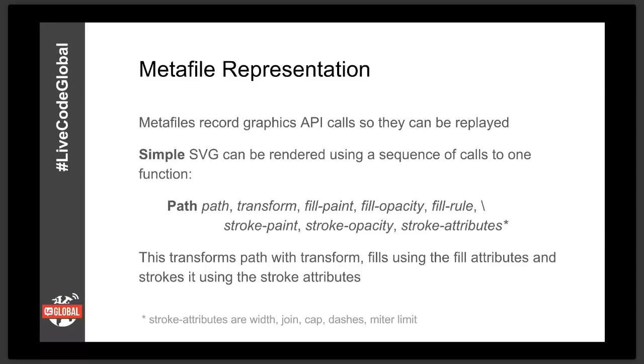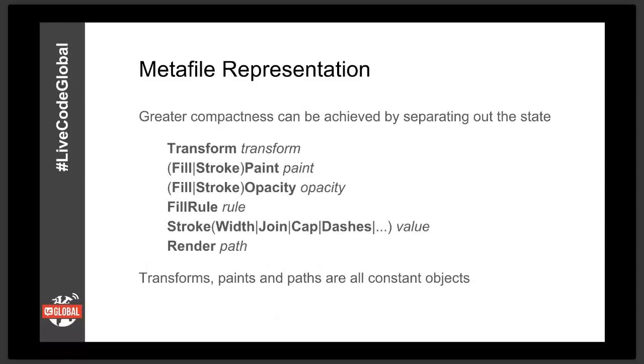Now, the thing about that kind of call is it's actually really quite large and isn't very compact. The thing is that the majority of the time, you render paths far more often than you change attributes. So the first thing you do to ensure you have a much more compact format is you pull out state changes from rendering. So instead, you have several commands. You have a transform command that sets the current transform. You have paint commands that set the current paint for filling and stroking. You have opacity commands, and you have attribute commands.